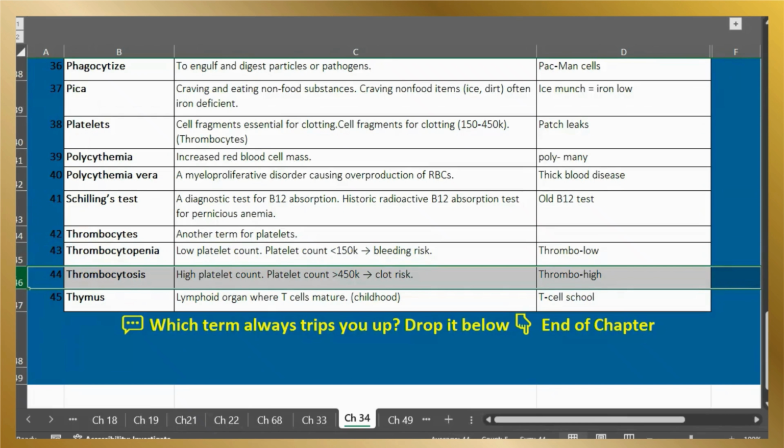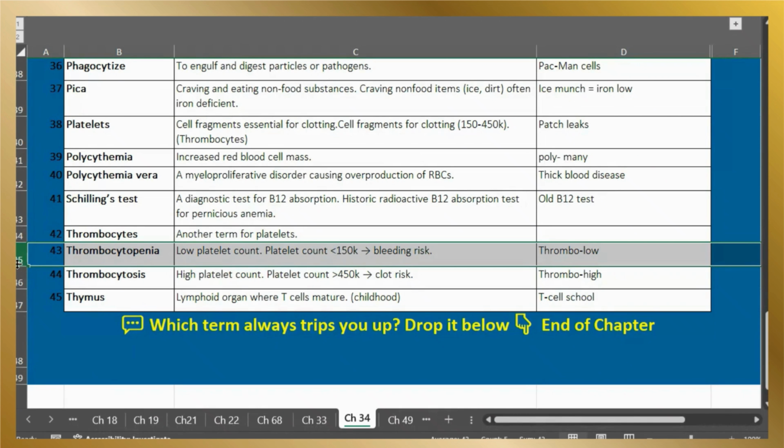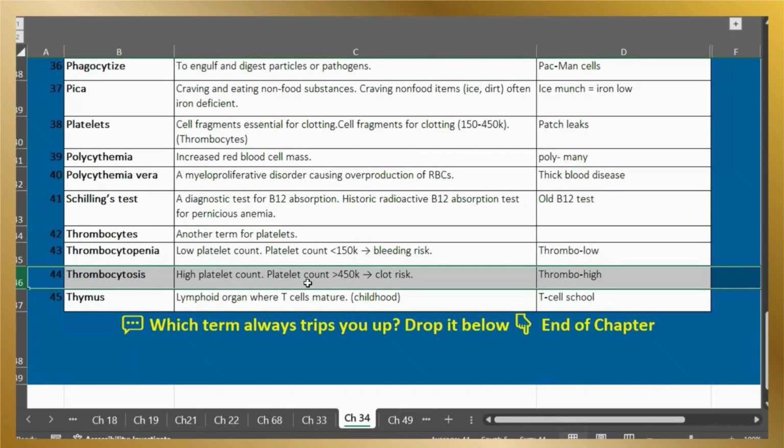And thrombocytosis. Here I made an error. You see, I'm supposed to put penia low and cytosis high. Sorry. So here it's a high platelet count.